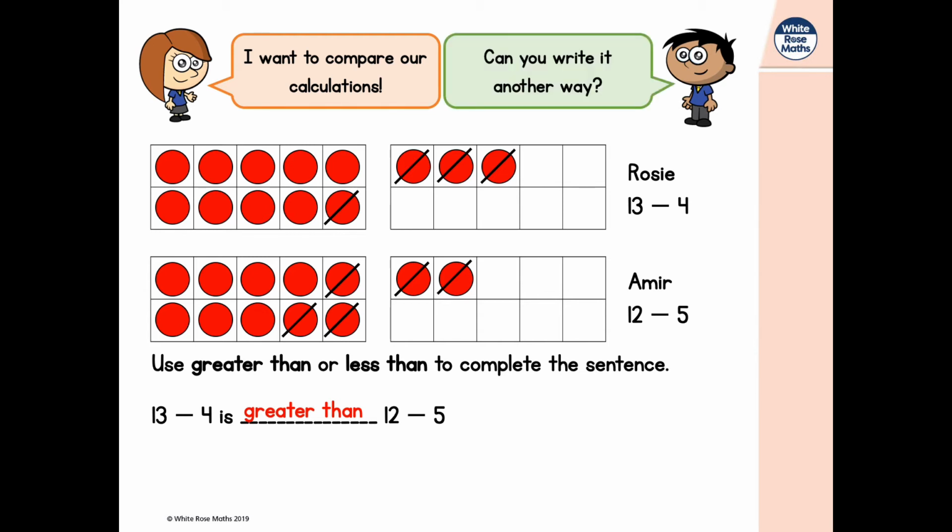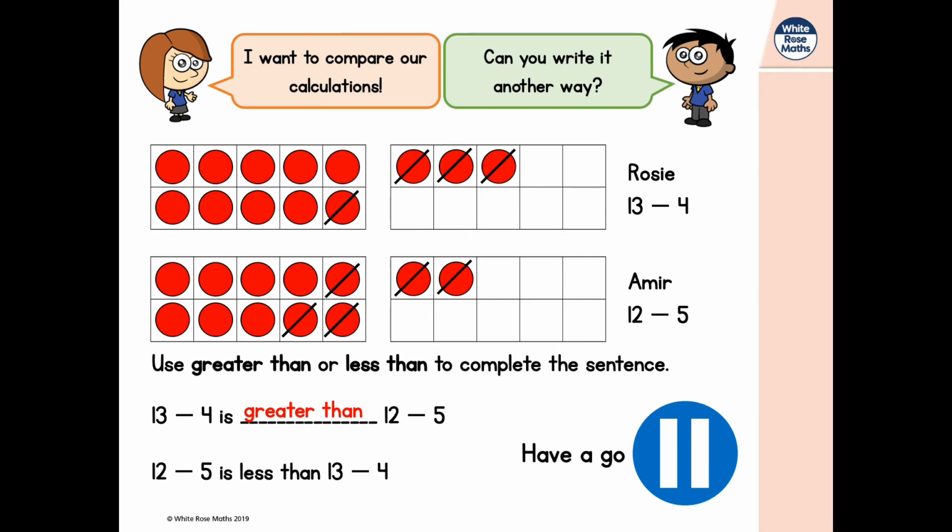Exactly. Oh, but Amir says, can you write it another way? I think he wants us to compare Amir's to Rosie's. Why don't you pause here and have a go? See if you can compare Amir to Rosie. Okay, what were you thinking? Did you say 12 subtract 5 is less than 13 subtract 4? If you did, fabulous job.